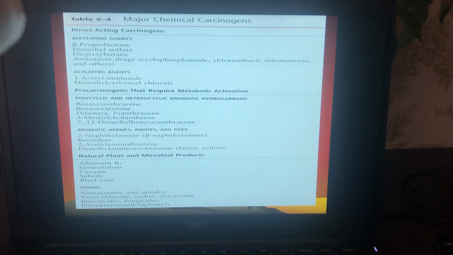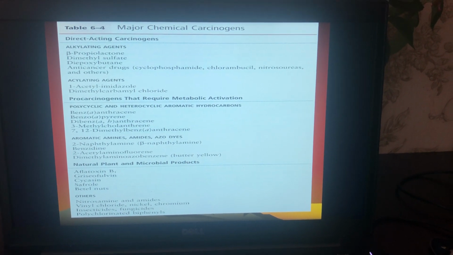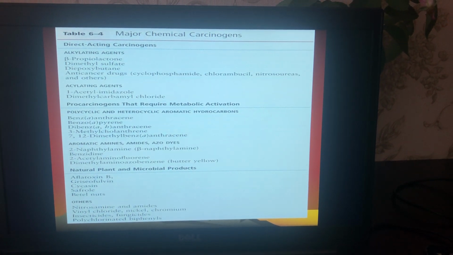In natural plant, like betel nuts, you know sirih? Orang makan sirih sekarang dah tak ramai orang makan lah, but they used to eat a lot before this. So sirih can actually cause oral cancer.